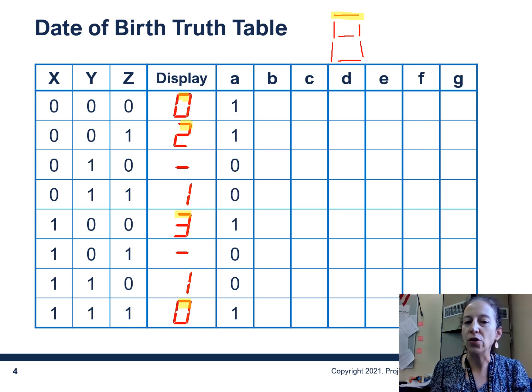And what you'll do is you'll go through each one of the segments. So if segment B is over here, when do you want segment B on? Well, you want it on for the 0, you want it on for the 2, for the 1 and for the 3, and for the 1 and for the 0, and then you would fill in zeros, and you'll just go through all 7 segments that way, and you're going to create a big old truth table.